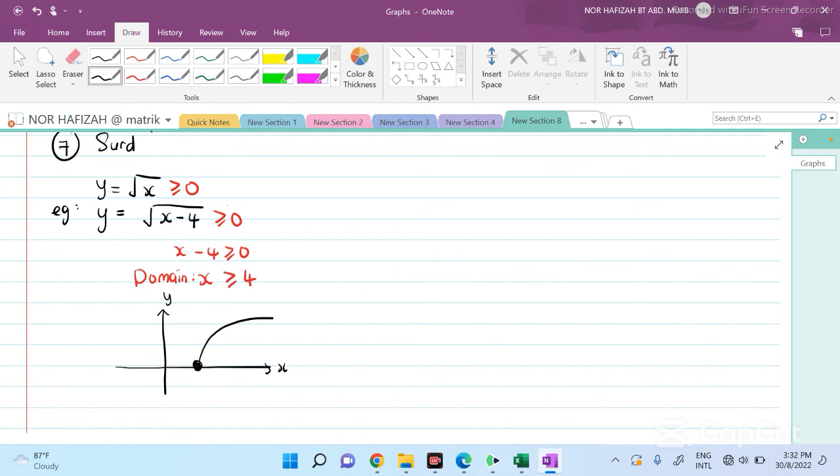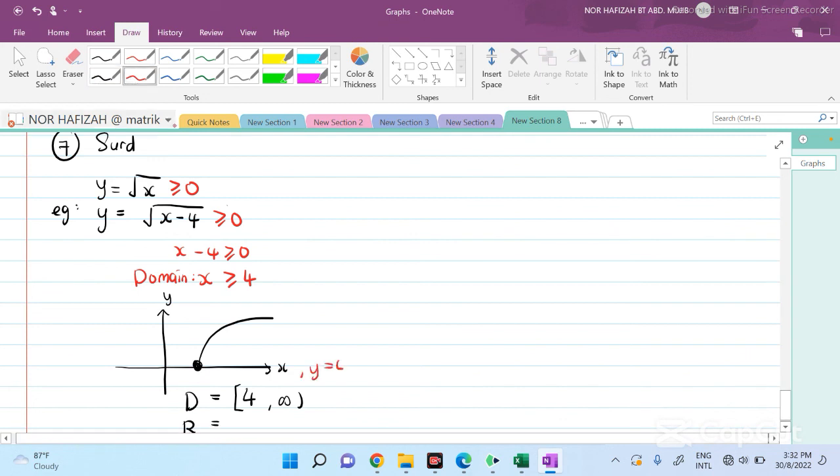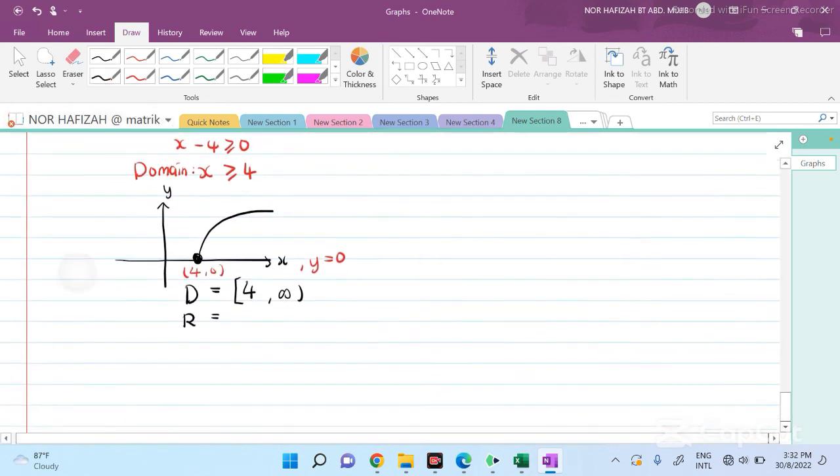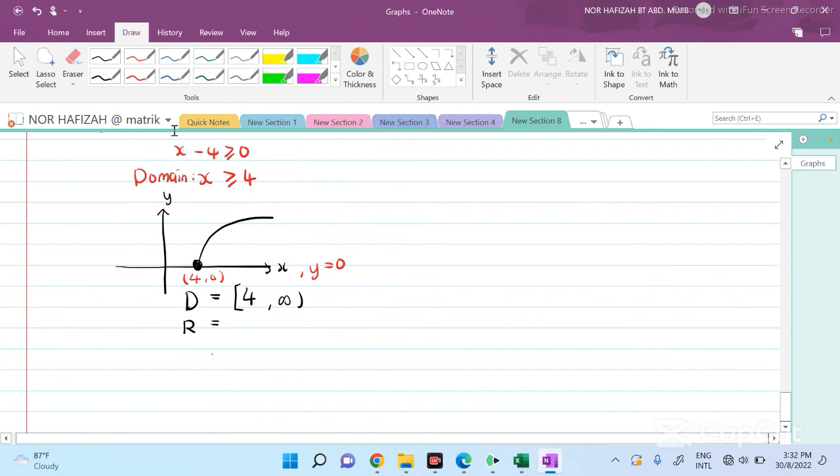Okay, domain 4 until infinity. Range. Okay, guys. Range dia dekat y tau. Ni y 0. Part cx kan kat sini. 4, 0. Dia punya koordinat. So, range dia berapa? 0 to infinity. So, we key in 0, infinity. Okay, settle. Tutorial 2, question number 2.